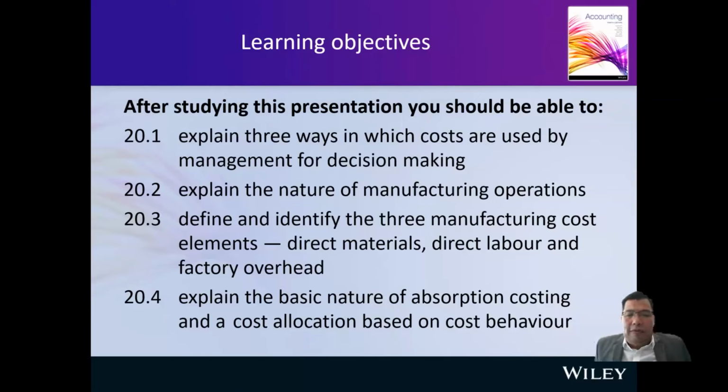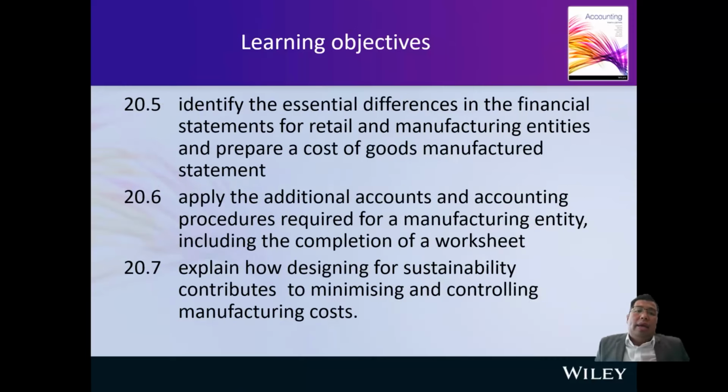Number four, explain the basic nature of absorption costing and cost allocation based on cost behavior. For example, we have this factory overhead. So how are we going to absorb the cost per unit? Per unit.